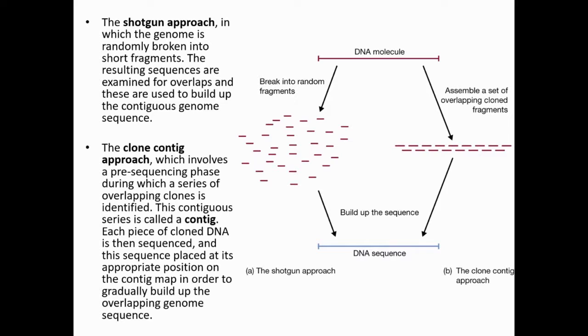So basically, for the shotgun strategy, you have to create a shotgun library. And to create a shotgun library, you collect the genomic DNA. You break that genomic DNA into fragments, and then you insert these fragments into a universal vector, so that you can generate a sequencing template.